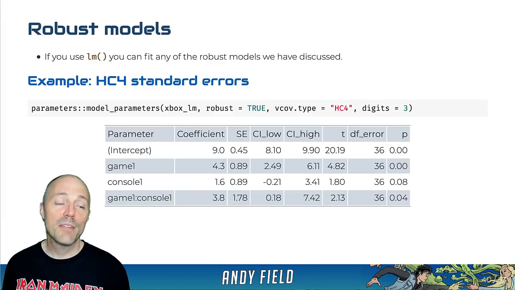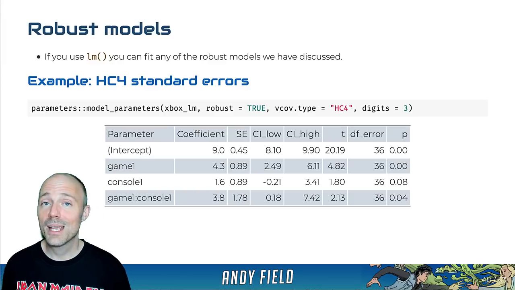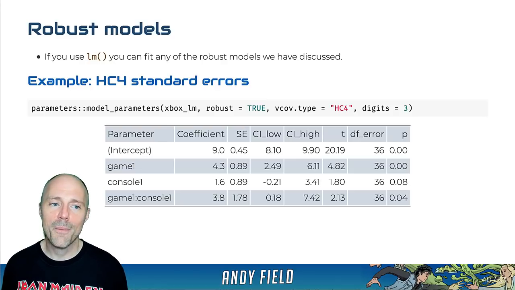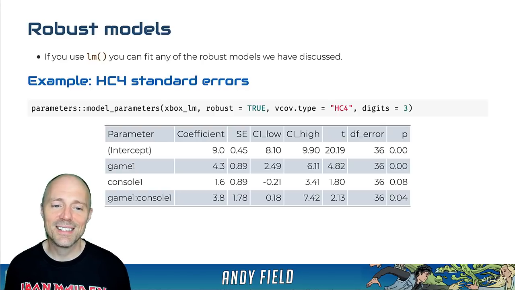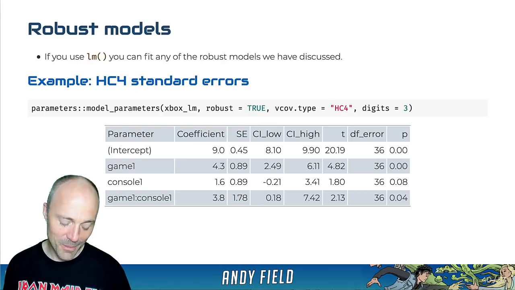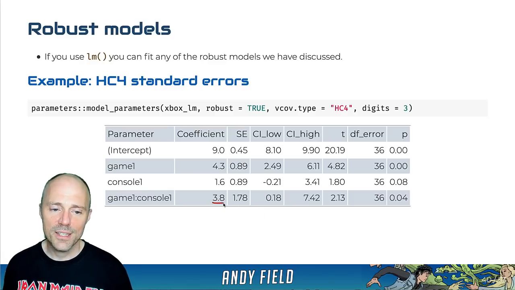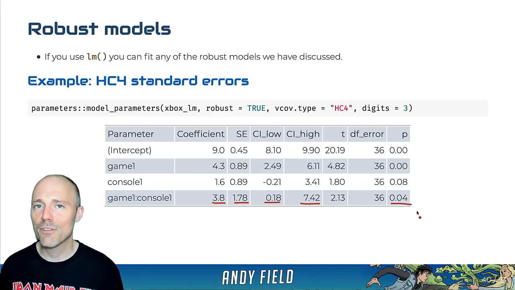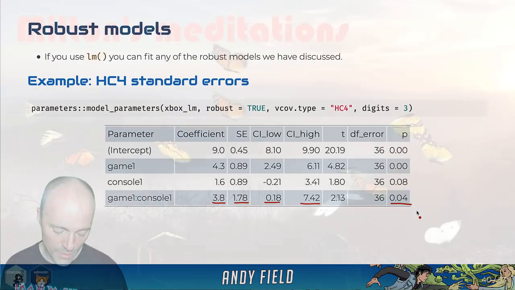If they weren't, if you use lm, then you can fit robust models in the same way that we have when we've used lm before. For example, you can get heteroscedasticity consistent standard errors by just throwing your model into the model_parameters function of the parameters package. Notice the parameter estimates themselves don't change, but the standard error does. So what's robust here is the standard error, the confidence interval, and the significance test. The interaction is still significant when we do a robust test, which is reassuring.